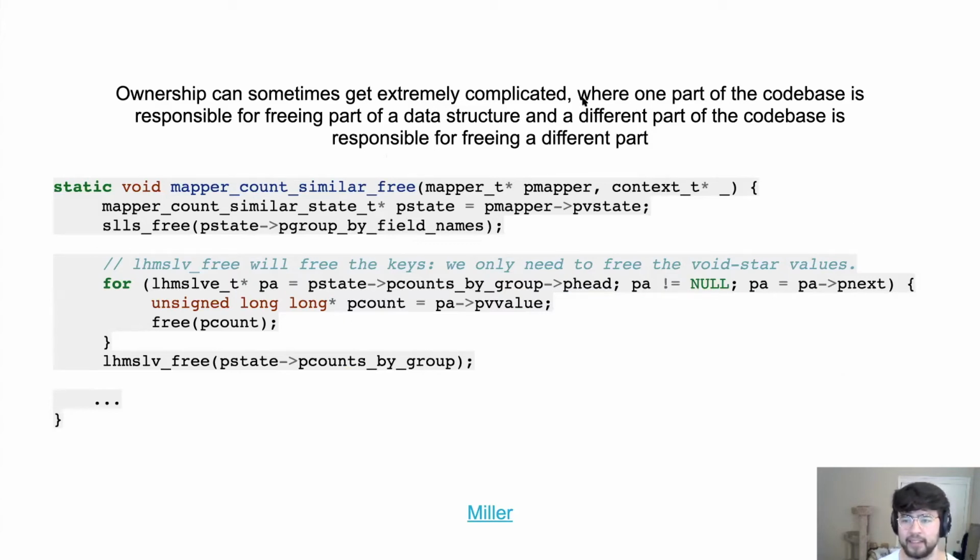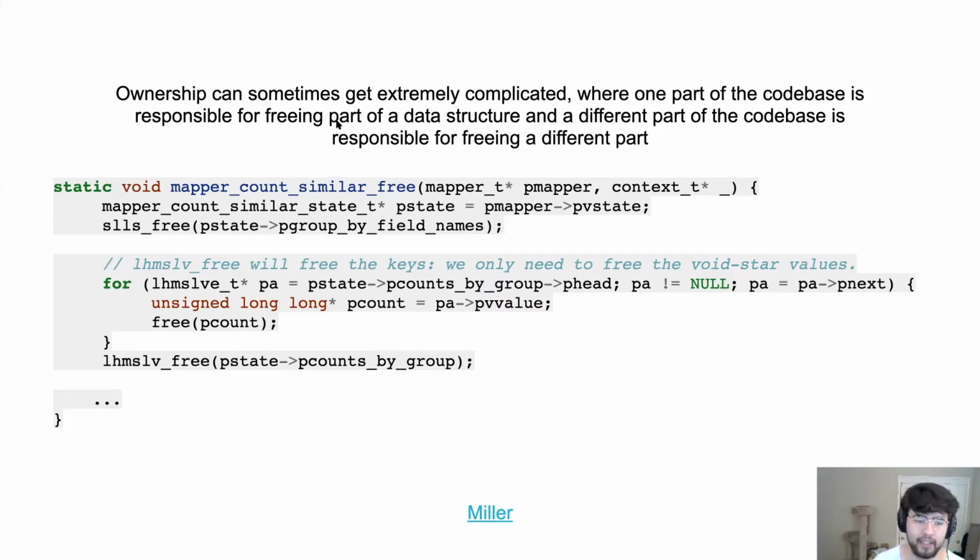So here we're being passed a dictionary. And it turns out that one part of the code base is responsible for freeing the keys of the dictionary, and a different part of the code base is responsible for freeing the values of the dictionary. It might be the case that we use the dictionary for some time, and then after that, we don't need the values anymore, we only need the keys. Or maybe vice versa, where we use the dictionary for some time, and then the keys are no longer important, but we just care about the values in the dictionary. So we free the keys, and then somebody else is responsible for freeing the values.